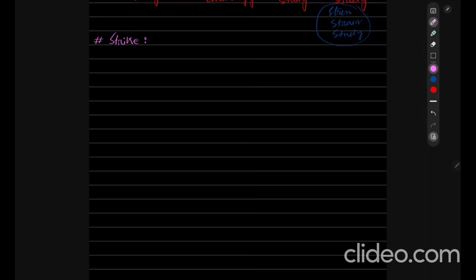What is strike? So we know strike is a horizontal direction of a line lying physically on an inclined surface. So that is the concept of strike. What does it mean?